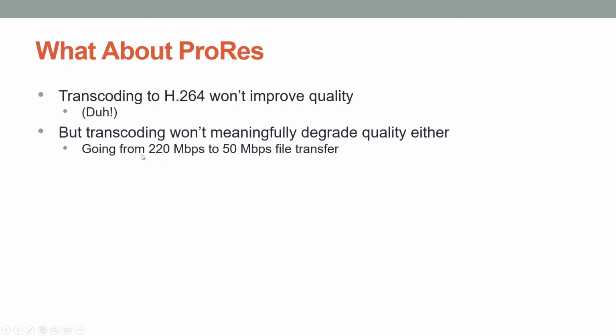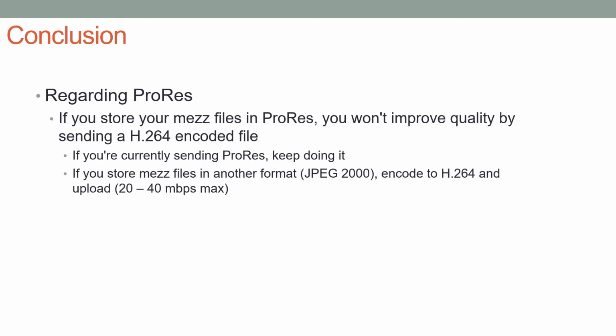So here in this experiment, we're going from 220 megabits per second to 50 megabits per second, and we saw just very, very little quality difference. Meanwhile, you're cutting your upload time by 80%. Conclusions. Regarding ProRes, if you store your mez files in ProRes, you won't improve quality by sending an H.264 encoded file. No surprise. So if you're currently sending ProRes, keep doing that.